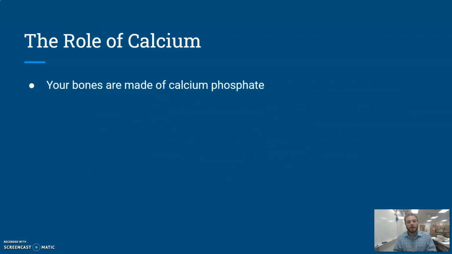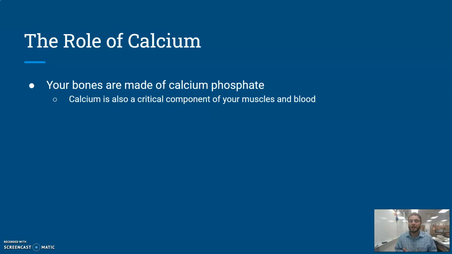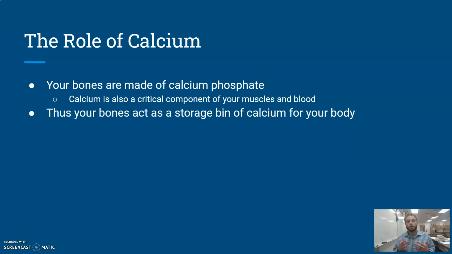When it comes to calcium, your bones are made of a matrix, a whole bunch of calcium phosphate. Calcium is the main component in this. It's what we usually think of. Calcium is also very important for your muscles and for being present in your blood. When we go over the muscular system next, we'll learn the role that calcium plays. So your bones are a storage bin of calcium. Extra stores of calcium can be placed there, but you also need that calcium in order to have strong bones.